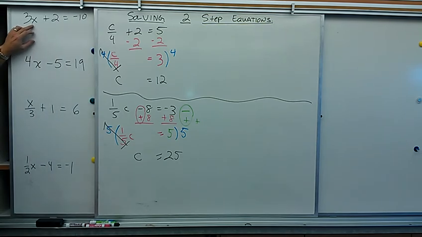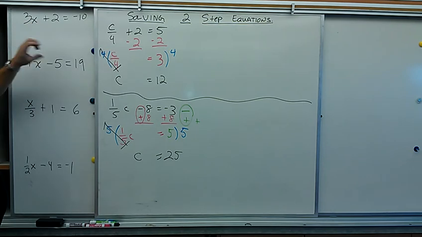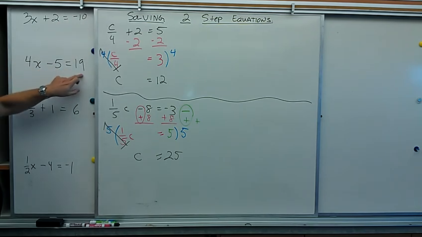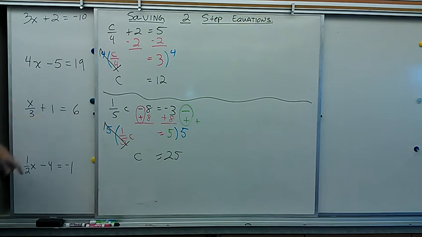So you see one thing that's different is I changed it from c to x, because the variable most times we use x or n. I've been using c for cups, but it could be any variable. So the first one is 3x plus 2 equals negative 10. 4x minus 5 equals 19. x over 3 plus 1 equals 6. And 1/2 x minus 4 equals negative 1.